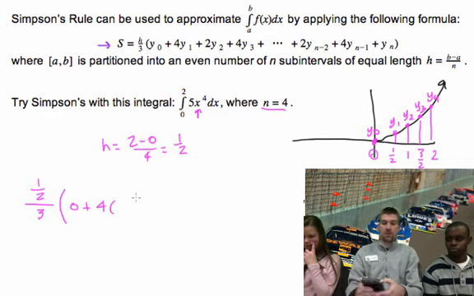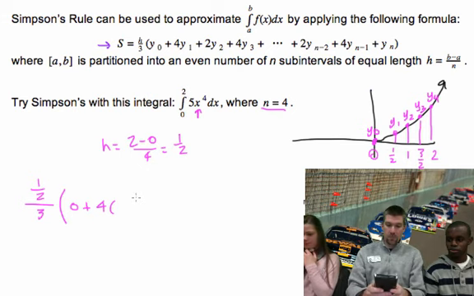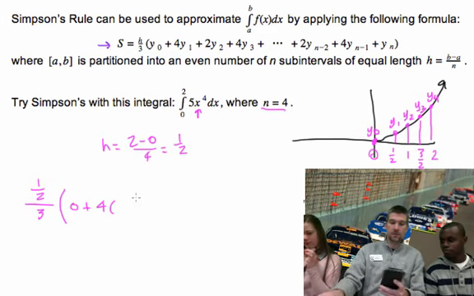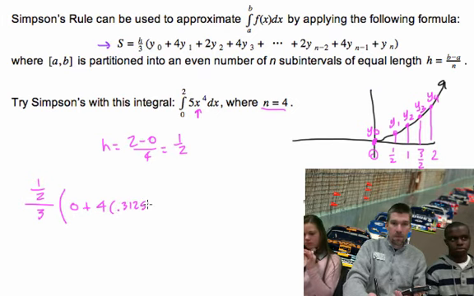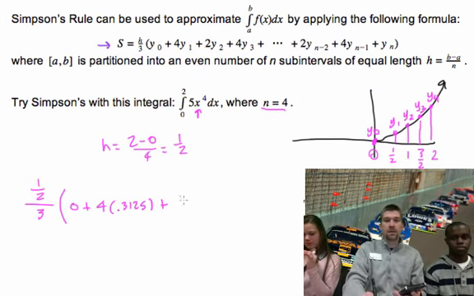I'm just going to punch that in real quick. You can do that one in your head. 0.5 to the 4th times 5. So that's 0.3125. Plus, and then 2 times y2. Well, that's 1 to the 4th, so that's going to be 5.